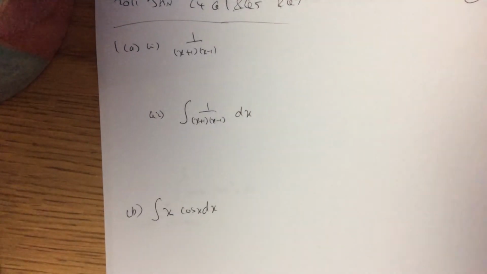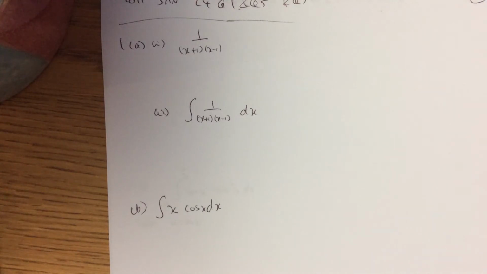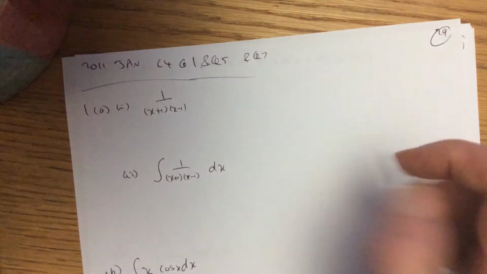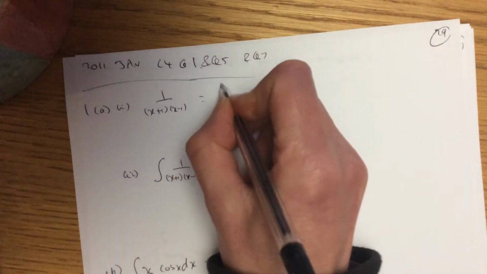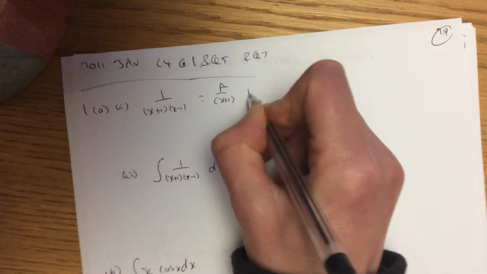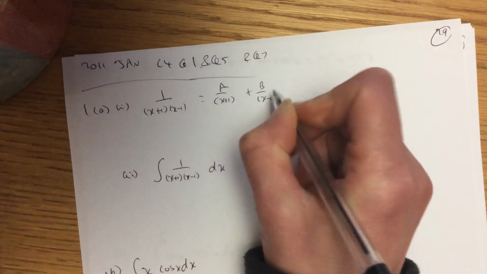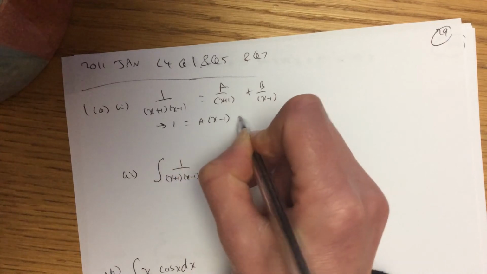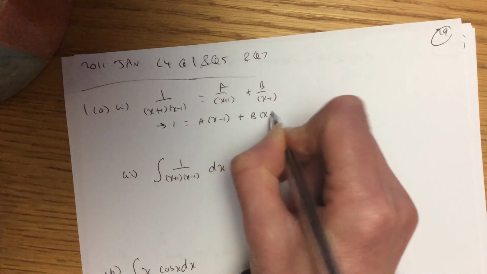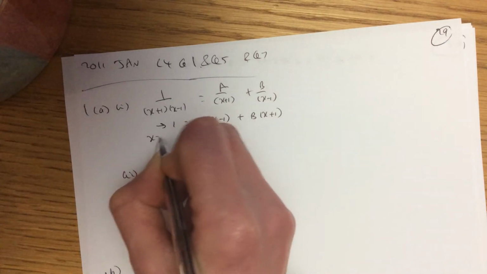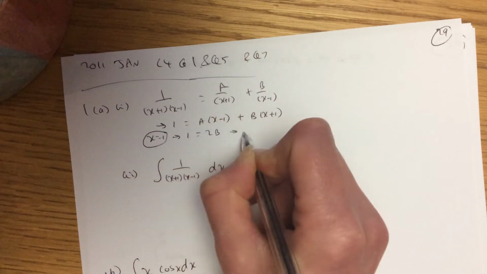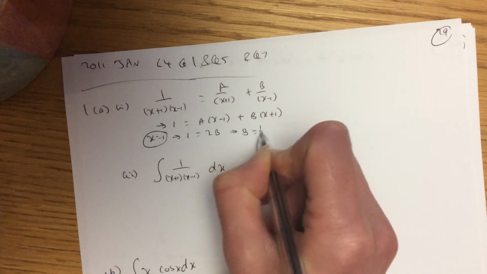Okay, going to the C4 paper from the same year. Question 1 is writing it in partial fractions. So it's A over the first factor plus B over the second factor. Sort out the tops. This first one needs an extra x minus 1 and the next one needs an extra x plus 1. Choose x to be 1. First bracket disappears, you get 2b. So b is a half.